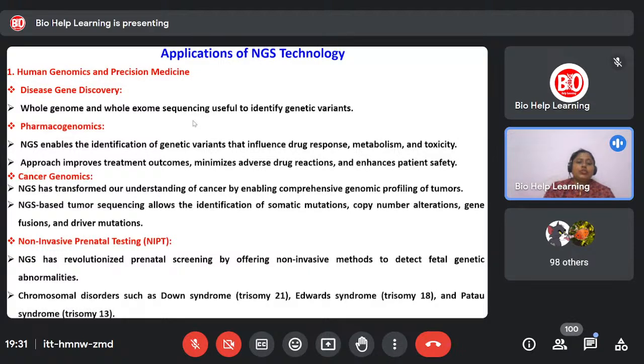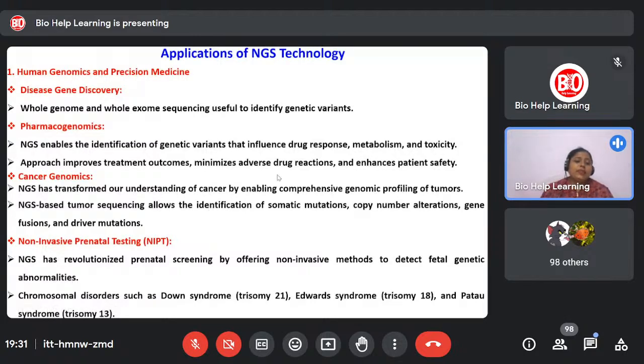Next one is pharmacogenomics. As the name already suggests, pharma means drug and genomics means related to genes. So suppose any cell is treated with a drug and you want to perform NGS analysis. You can study the drug response, metabolism, and toxicity. Based on that, you can improve the outcomes, like minimizing adverse drug reactions and enhancing patient safety.